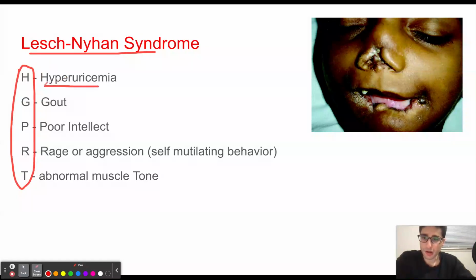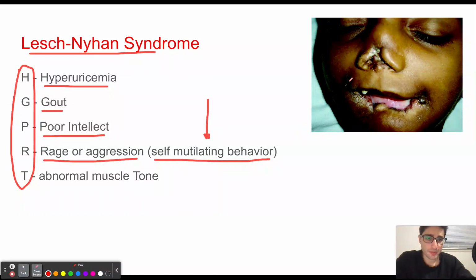The H is for hyperuricemia, G is for gout caused by the hyperuricemia, P is for poor intellect, R is for rage or aggression, and patients are often going to be exhibiting self-mutilating behavior. And you will often see this on tests with Lesch-Nyhan syndrome.